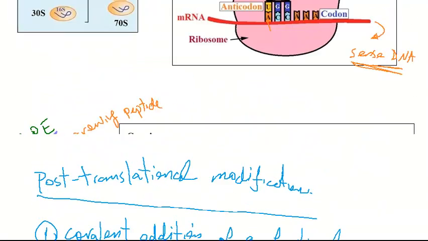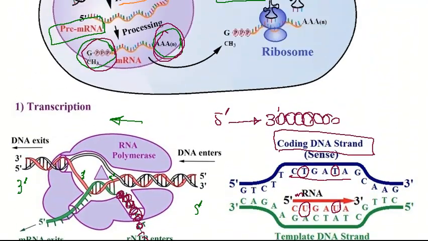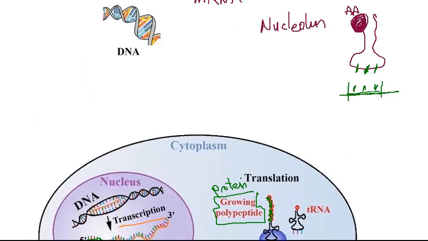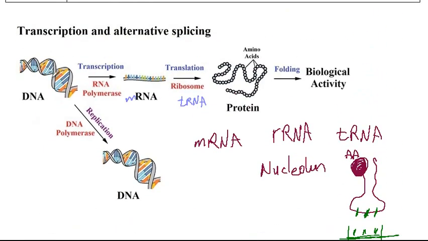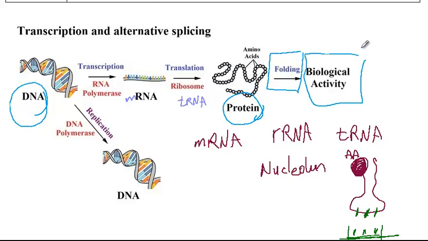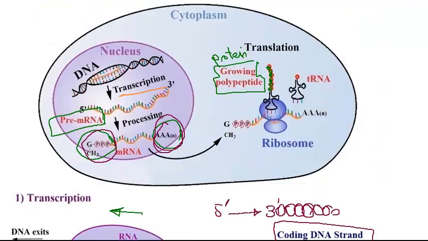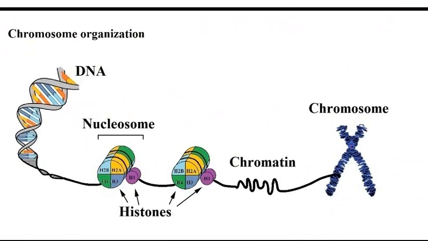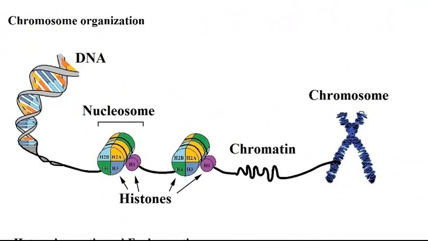All right, and that basically concludes the discussion of how we have gone all the way from DNA to synthesis of a protein, where through post-translational modification it's now ready to undergo biological activity. Now let's go back. The next concept is chromosomal organization.